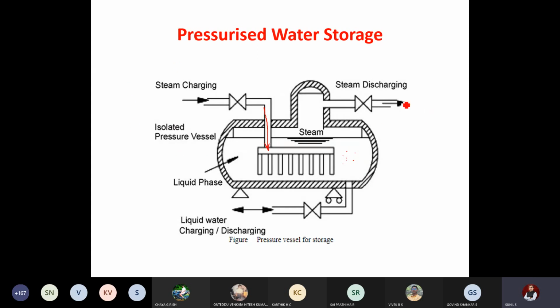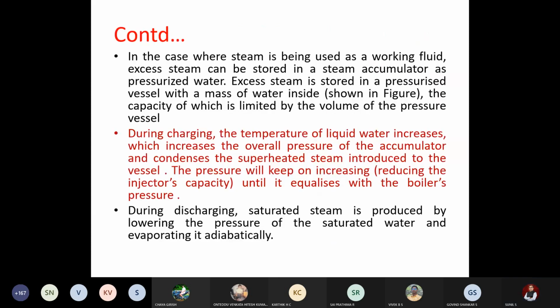For this pressurized storage, you need not draw a complicated sketch, just a very simple sketch with a cylinder. You can show a cylinder, a relief valve is mandatory, then you can show the steam charging and discharging points. That is enough. This container should be completely insulated, otherwise heat will be wasted towards the outside.